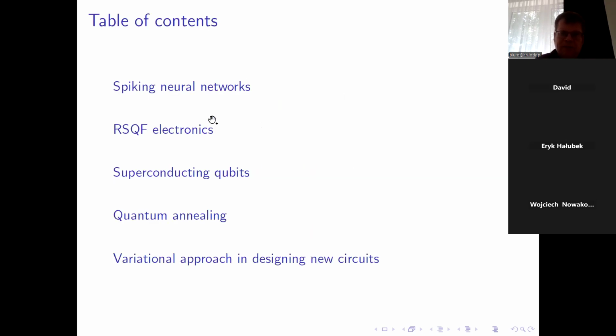Okay, moving on. First I want to point out what a spiking neural network is, and then I want to point out rapid single quantum flux electronics, which is about pushing fluxons. Then I would like to give some remarks on superconducting qubits and quantum annealing. And then I would like to point out the variational approach in designing new circuits.